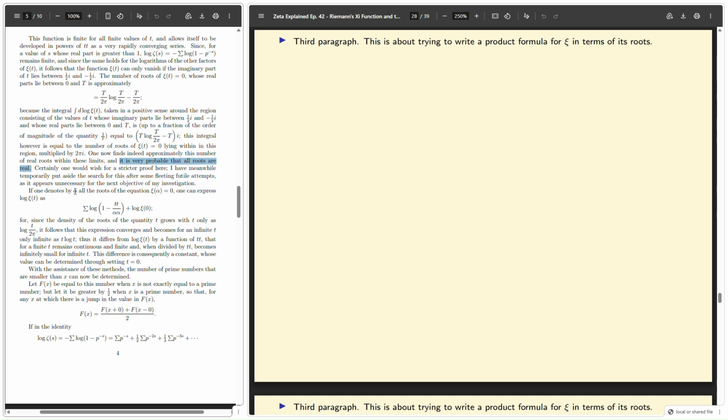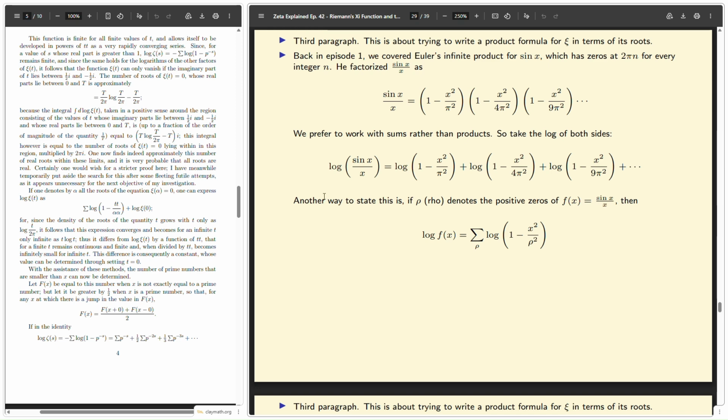However, the next paragraph is kind of difficult to read unless you actually know the subject matter he's talking about. If you just start trying to read the sentence, it's like, the density of the roots grows only as this, and then what is this sum of logs doing? So I'll try to explain what's going on here. Riemann is trying to write a product formula for Xi in terms of its roots.